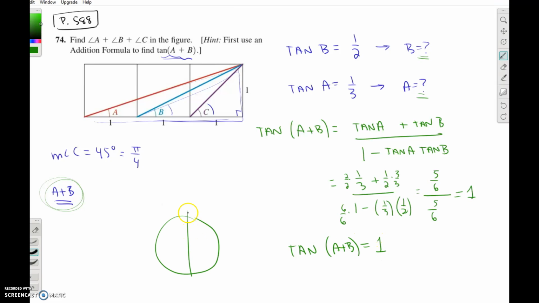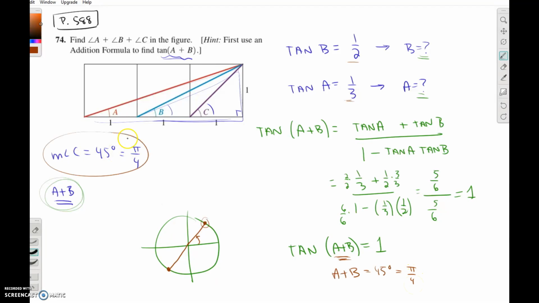Well, that is a known tangent ratio. Where these were not known tangent ratios, this one is. We're going to be solving these equations a little later, and we'll find that there's an infinite number of angles that have a tangent ratio of 1. But because these are angles between 0 and 90, this is the one I want. So A plus B, the angle that gives me a ratio of 1, is 45 degrees, or pi fourths.